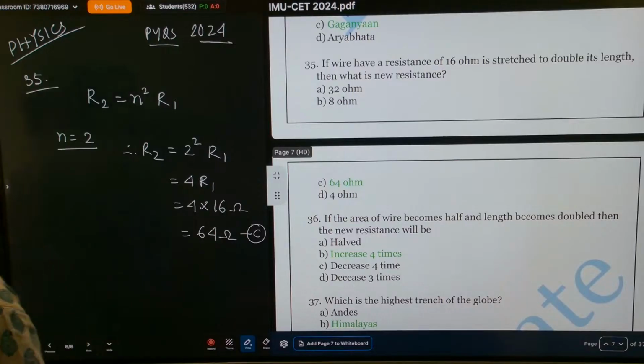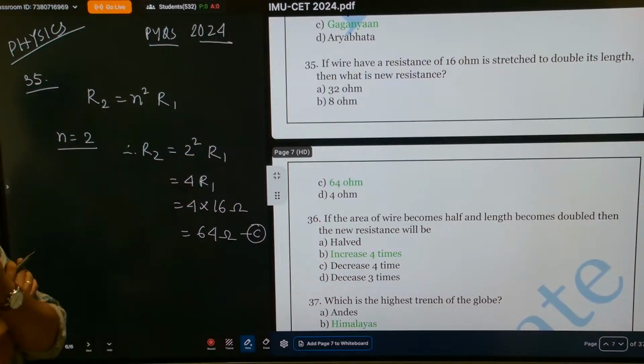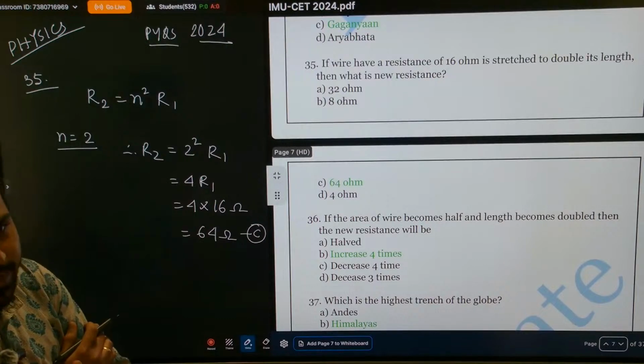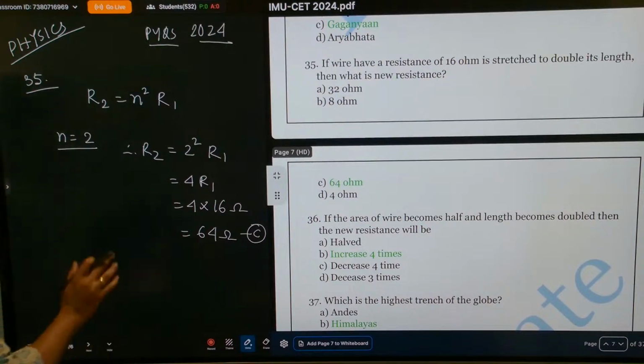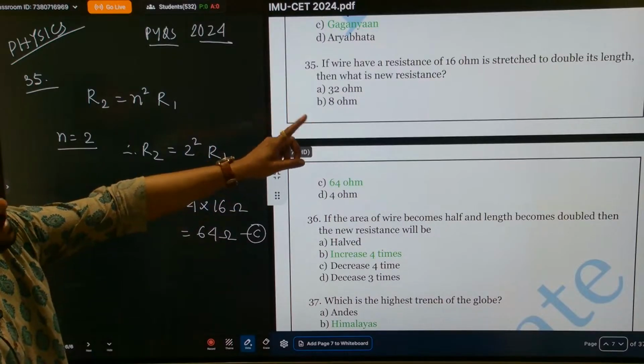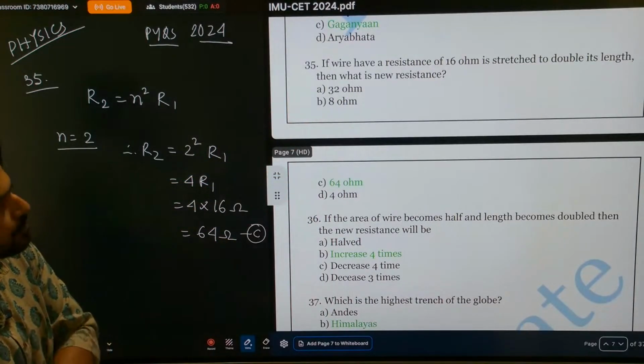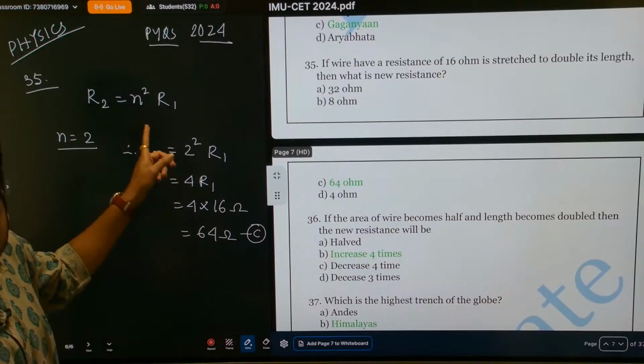Sir, what if it doubled, sir? It has been doubled. That's why it is 2 square, no? If the volume is not remaining same, 2R would be the answer. But here we have to assume a wire has resistance and it has been stretched, not that a new wire is connected. Okay. Do you remember the formula? N square R. Oh, good.